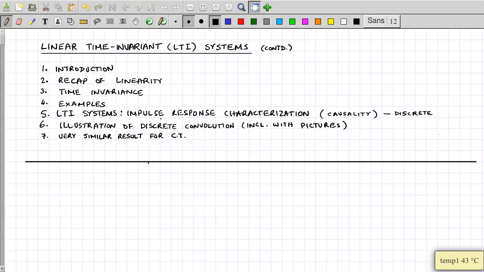Last time in the lecture, we had gone over the following items of this segment, and that is to say, linear time invariant systems. We had, of course, done the introduction. We had looked into what linearity was. We had looked into what time invariance was. Then, importantly, we had gone through several examples of linearity, time invariance, etc.